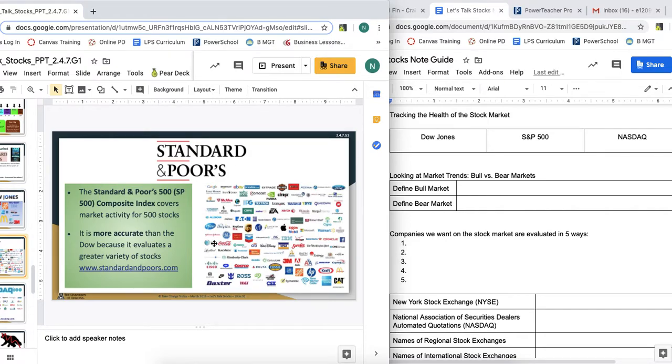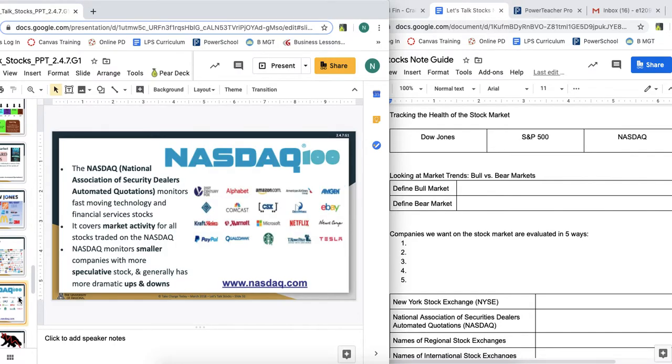Coca-Cola, AT&T, IBM, McDonald's. They're going to be evaluated both on the Standard & Poor's and the Dow Jones. And then lastly is the NASDAQ. So these focus on the fast-moving, the tech industries, and the financial services stocks.